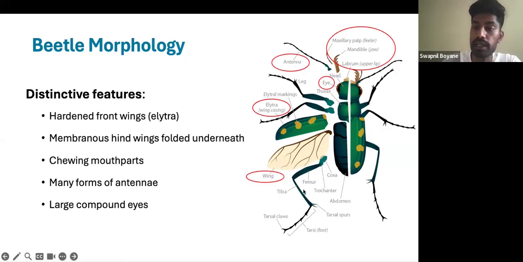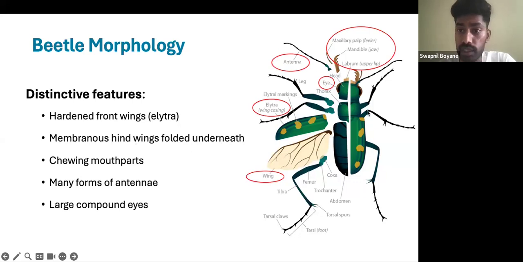And how would we know that the organism or insect you're looking at is a beetle and not a bug? One of the important characters that identifies a beetle is their hardened front wings, what we often call the elytra. This elytra is nothing but a covering for the wings. Under this elytra you would see the wing, which is actually used for flying. So the elytra is just a protection for the wings and also for the body.